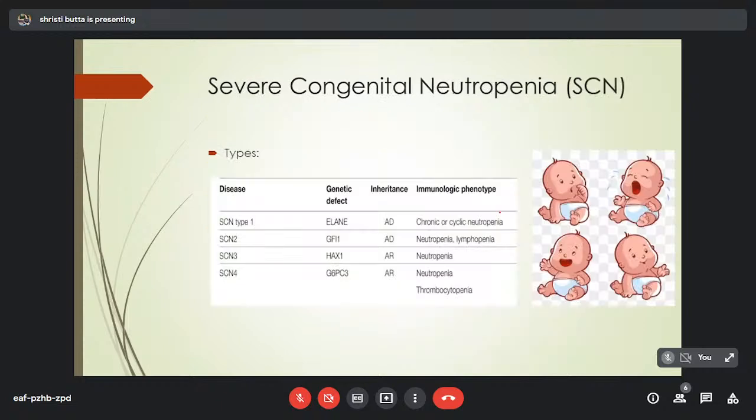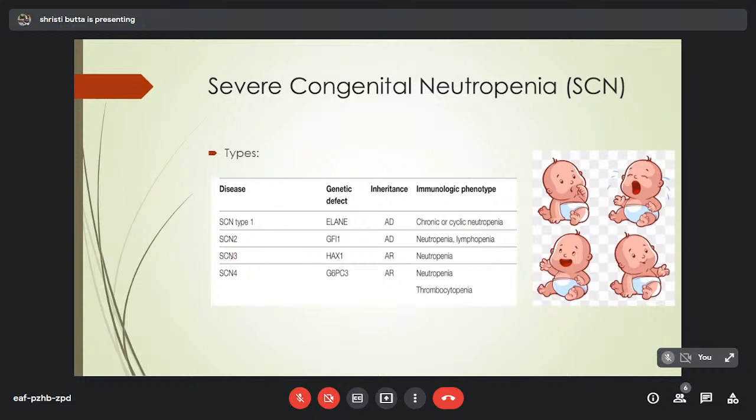The next slide is on severe congenital neutropenias. Now there are 4 types. One is the severe congenital neutropenia type 1, where the defect lies in the ELANE gene. It is an autosomal dominant disorder and usually presents with chronic or cyclical neutropenia. Whereas type 2 results from a defect in the GFI1 gene. The functions of these genes will be discussed in the subsequent slides. This too is an autosomal dominant disorder and presents with neutropenia together with lymphopenia.